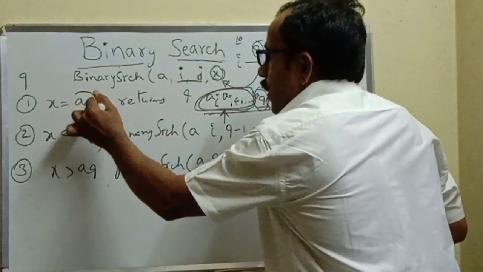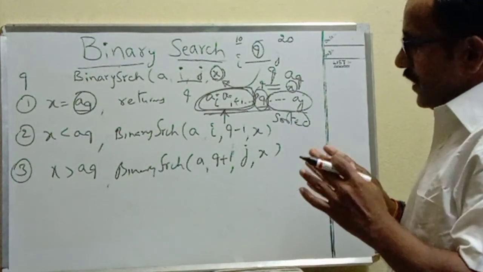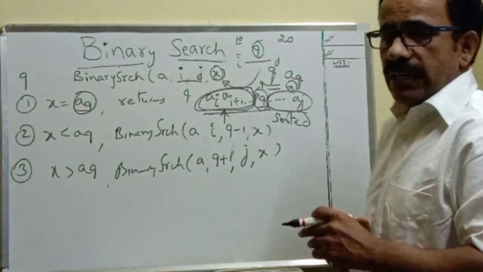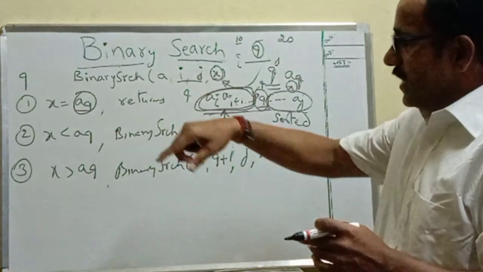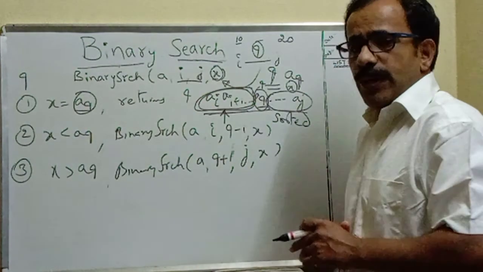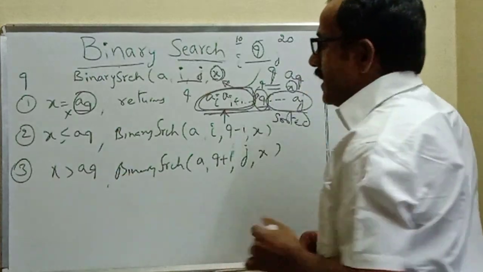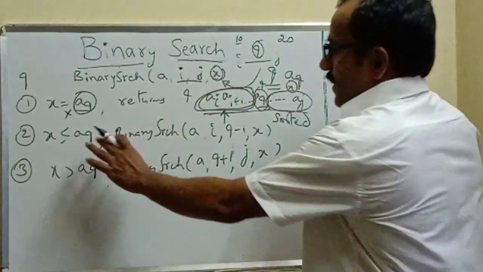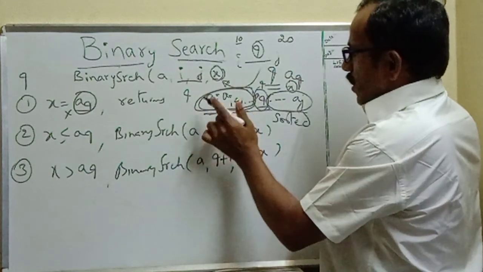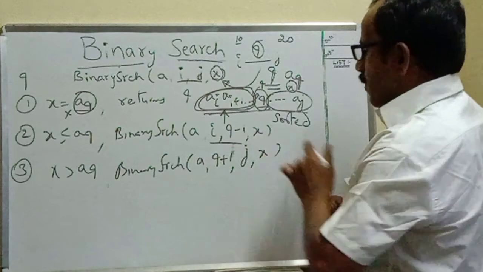Once after selecting the location number, after comparing that location number element with x, if x is equal to aq, then simply we return, because a successful comparison has occurred; aq is matched with x, so we got the successful result. Simply we are returning q. Second, suppose it is failed, then two more conditions are there. One is less, another one is greater than. If x is less than aq, then we are expecting the x value in this portion. So from i to q minus 1 we must take.